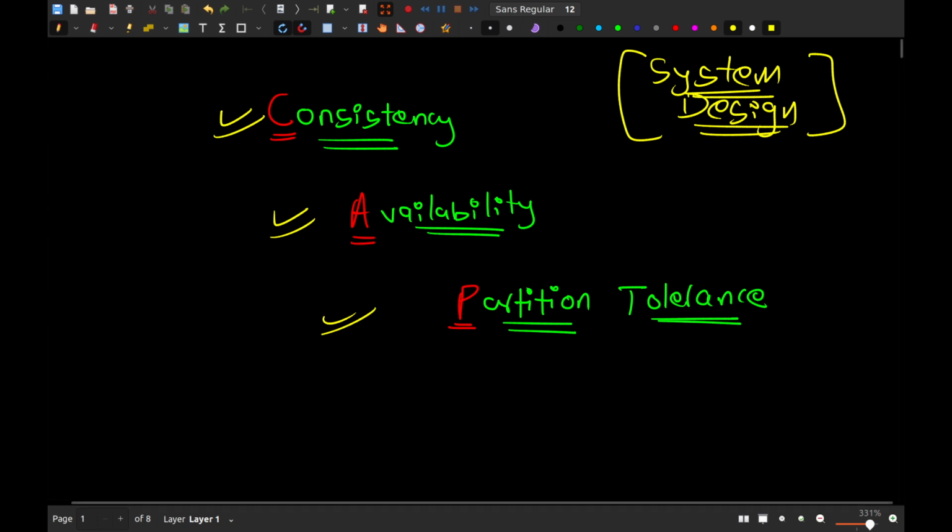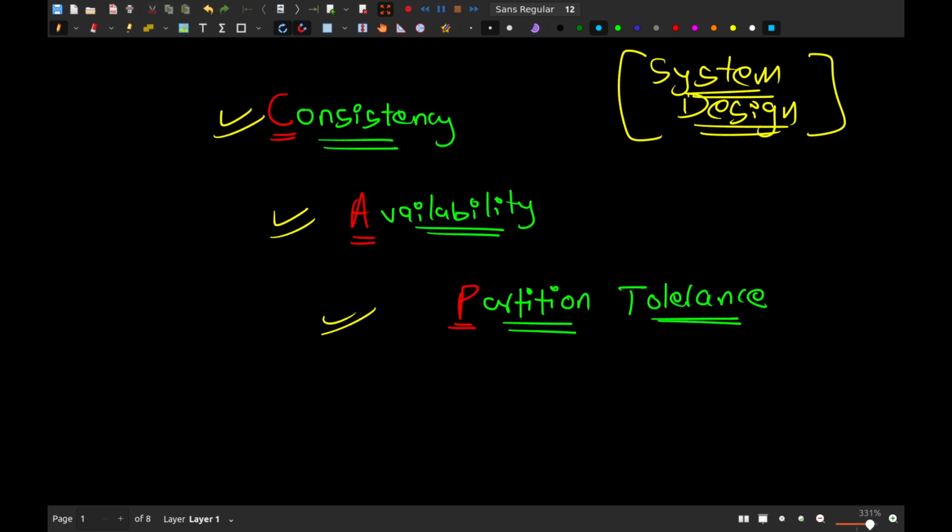But I was just scrolling through YouTube, and I got to know about this CAP theorem, and I read some documentation, and I found this theorem very interesting. So I thought, why not make a video and make you guys aware about this theorem as well.